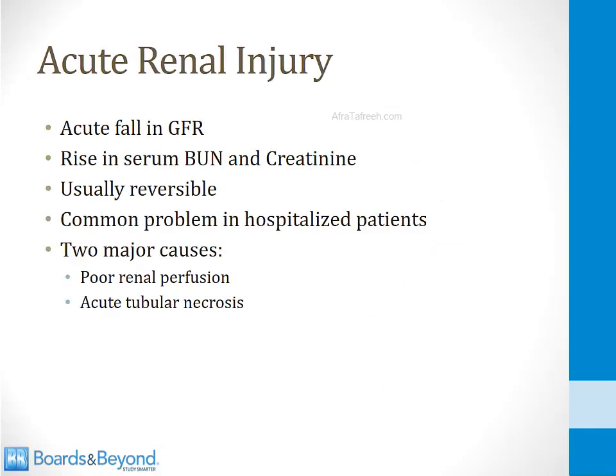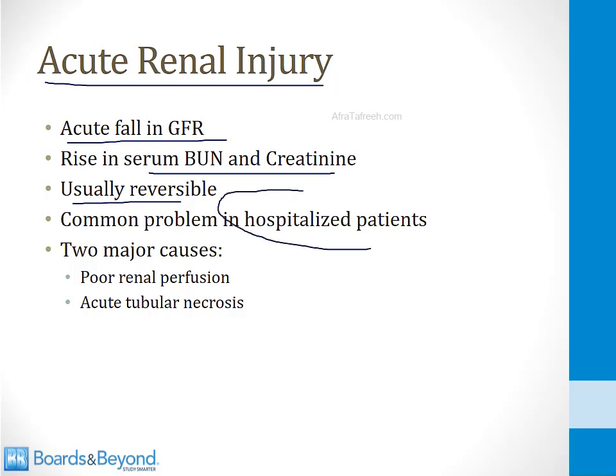We'll begin by talking about acute renal injury. This is a term that refers to an acute fall in the glomerular filtration rate and a rise in the serum levels of BUN and creatinine. It's usually reversible, and it's a very common problem among hospitalized patients. When you do your clinical rotations, you will see many patients with acute renal injury.